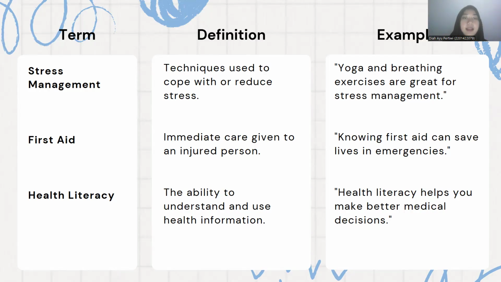And then the last is health literacy, the ability to understand and use health information. The example from the sentence is health literacy helps you make better medical decisions. So those are the examples of the health vocabulary. You can pause the video to read again about the term definition and example.